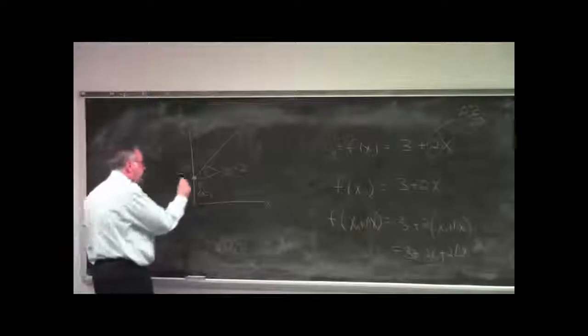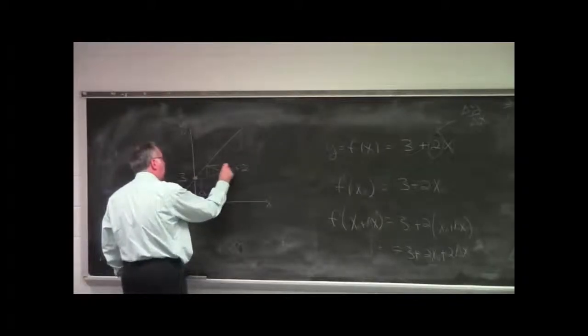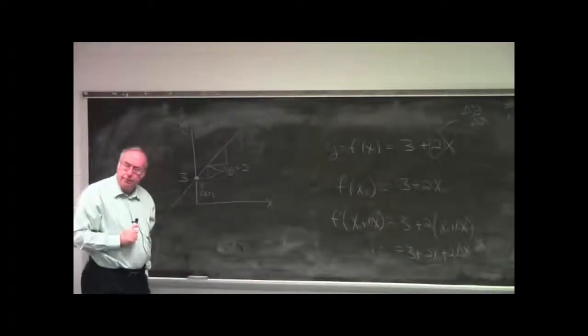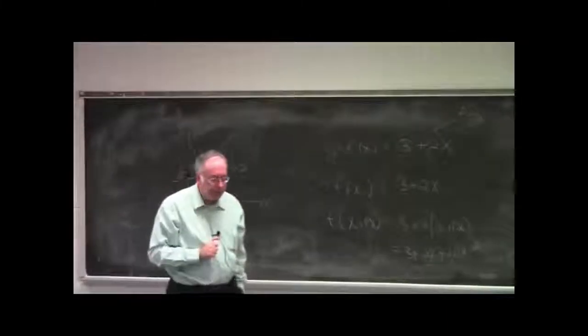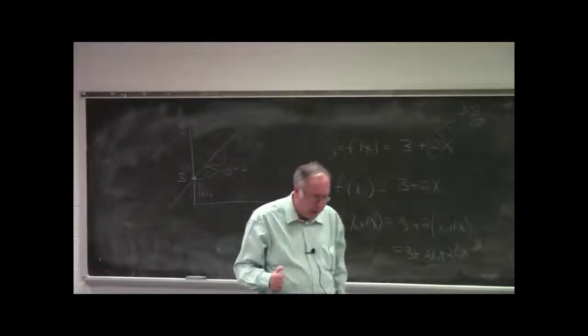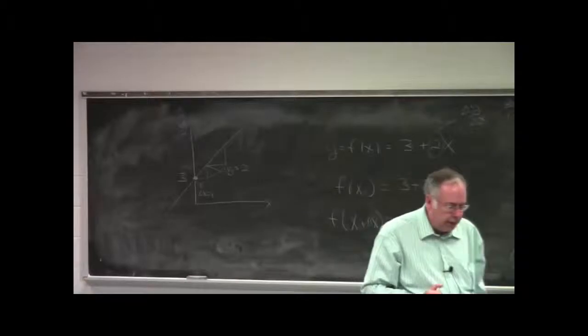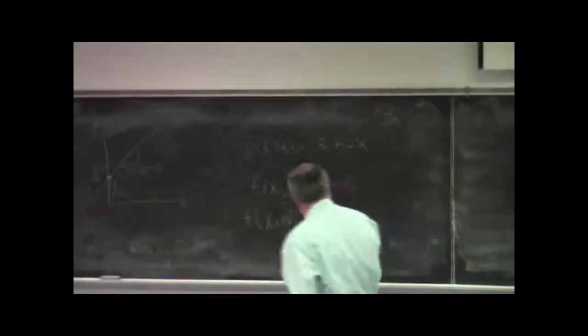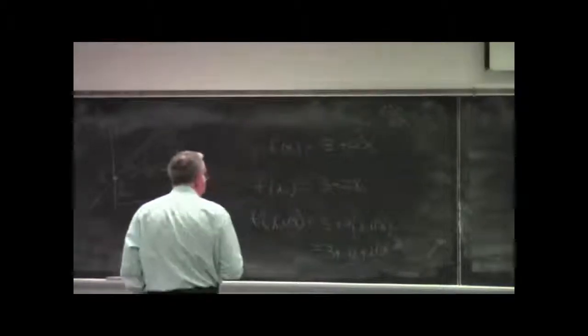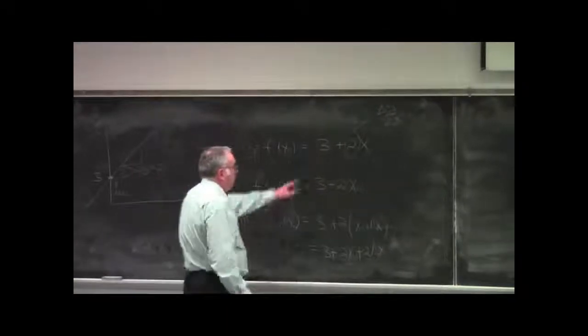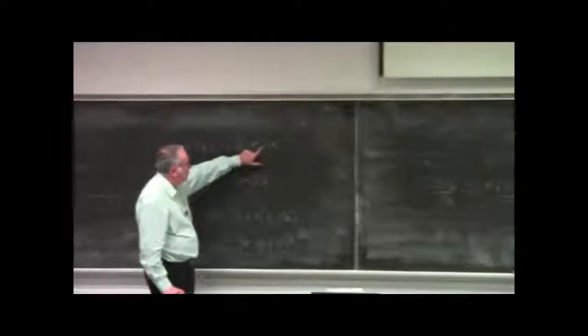If x were to increase by 2, y would increase by 4. The slope of this line is always 2. It's a straight line. A straight line has a constant slope, has a constant difference quotient. So that's a simple case. Anytime you have a linear function, the difference quotient is just going to be this coefficient on x.